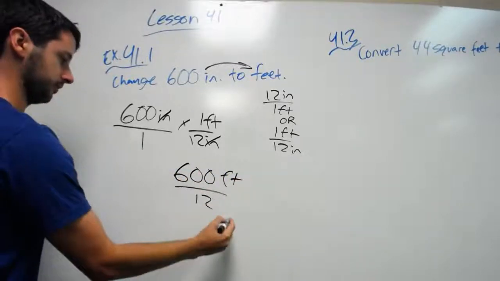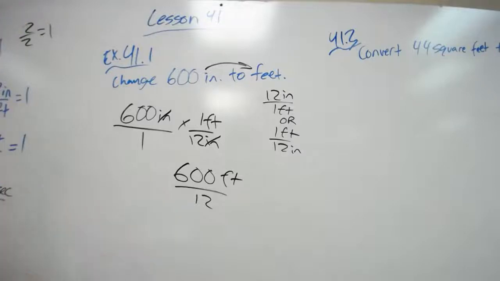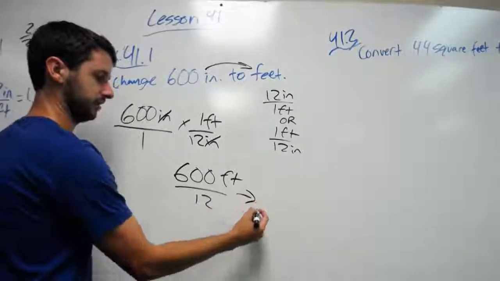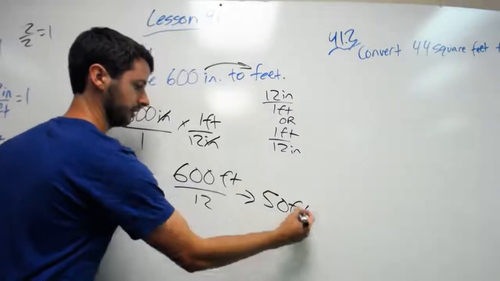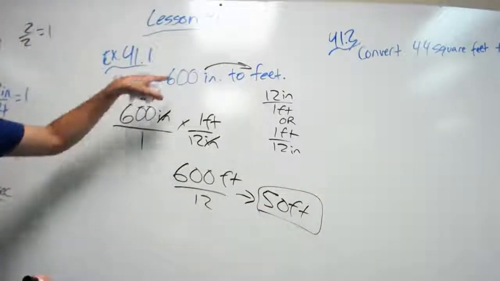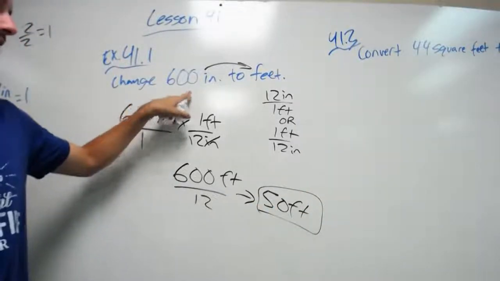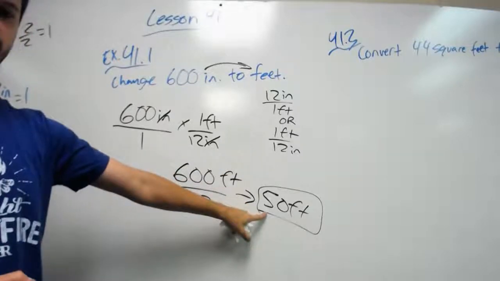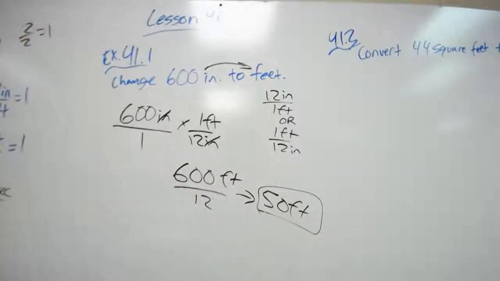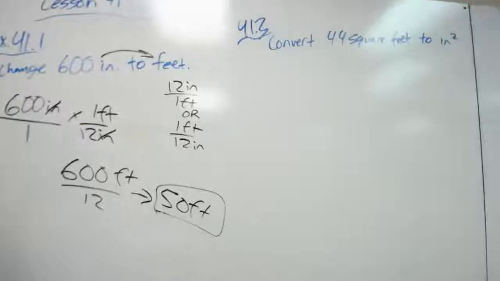over 12, and you could divide the 12. And so 600 divided by 12, if you simplified that, would be 50. So we could say 50 feet. So 600 inches would be converted to 50 feet. And that's a basic unit multiplier. Let's look at another one.